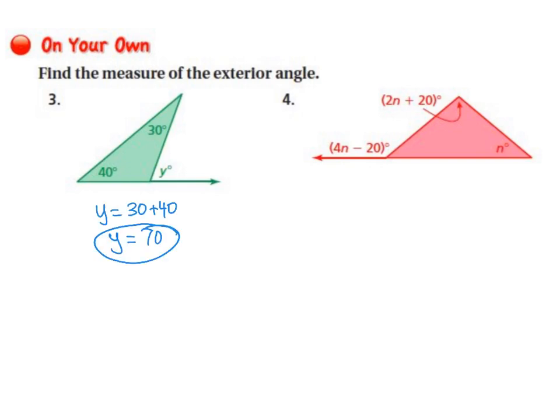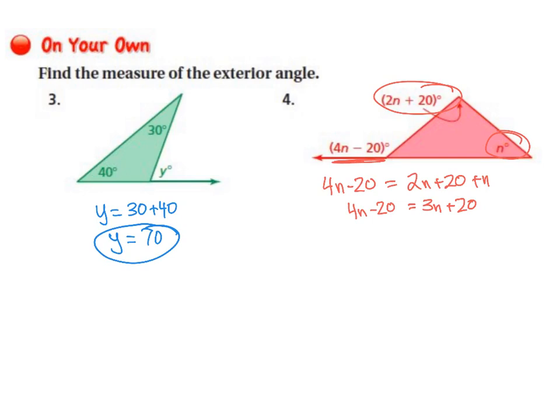Okay, so I did number 3. It's pretty simple. The y is equal to the 30 plus 40, those non-adjacent interior angles, so y is 70. Now, if you need to pause, I'm going to do number 4. Okay, so there's our first equation. We've got the exterior angle 4n minus 20 is equal to the sum of the other two angles. Then I went ahead and simplified the right-hand side. I added the 2n plus 1n to make 3n.